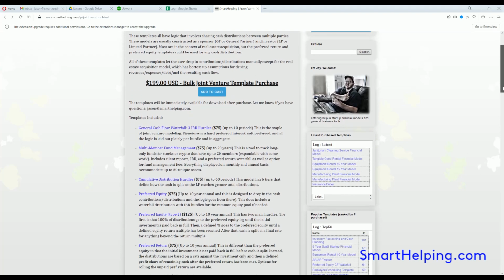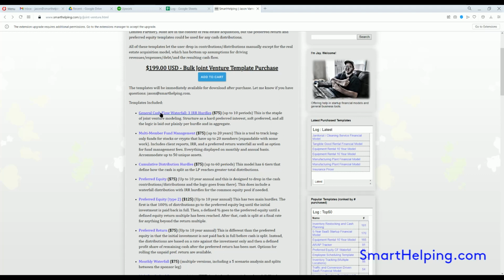Okay, so let's dive in. The first template is a general cash flow waterfall with 3 IRR hurdles. This is the staple for real estate. The basis for this template structure is used in just almost all real estate deals that are using joint ventures.